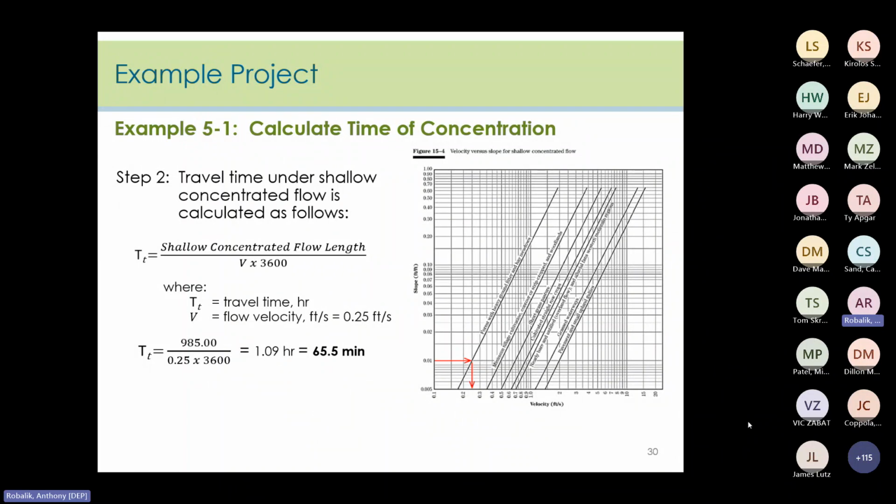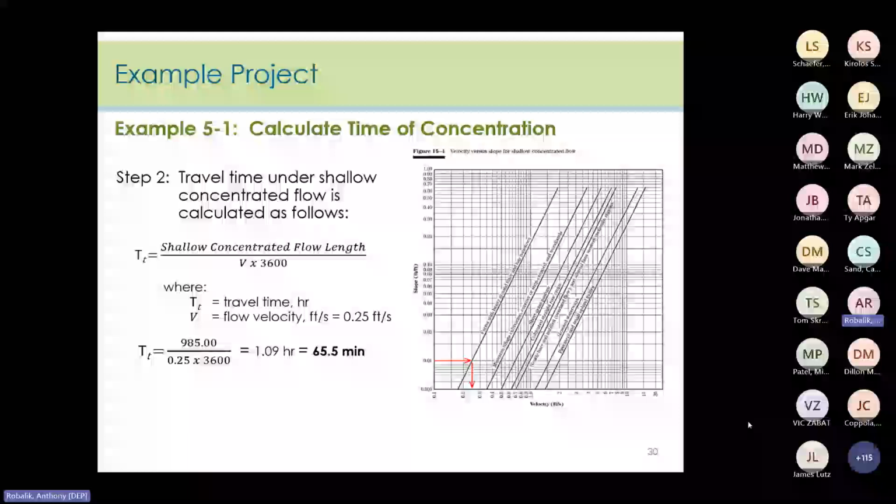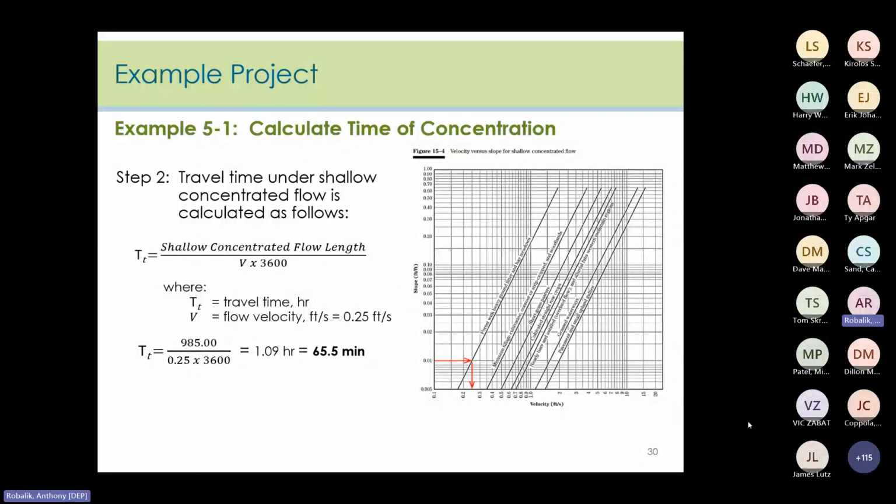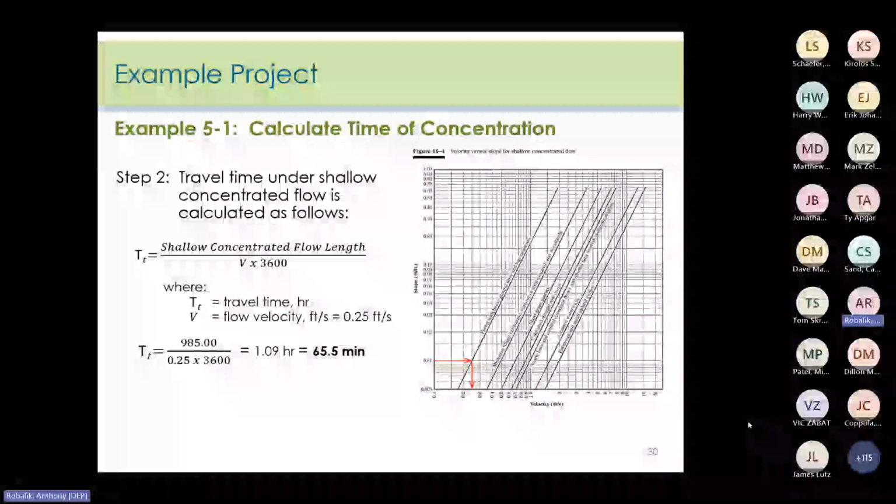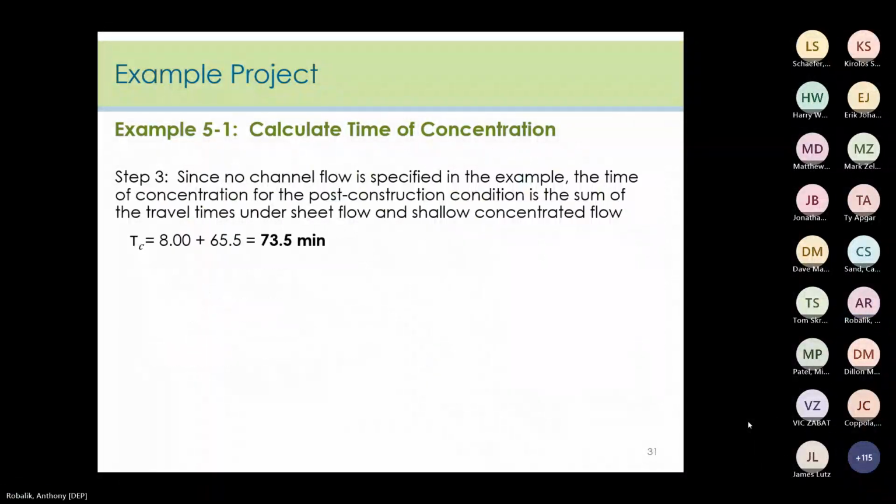So the value for the flow velocity can be determined from figure 15-4, which we mentioned earlier. And for this example, a horizontal line is projected across from the y-axis at the tick mark denoting the 1% slope to the curve representing forested areas. And the corresponding velocity on the x-axis is going to be 0.25 feet per second. And this value is then entered into the equation for travel time, and we get 65.5 minutes. And so our answer is going to be the sum of the travel times for both the sheet flow and shallow concentrated flow, and that results in a final answer of 73.5 minutes.